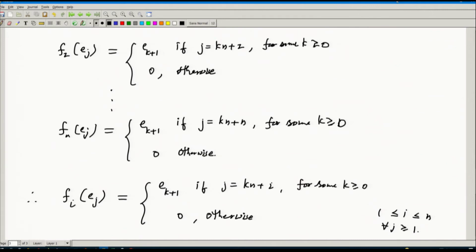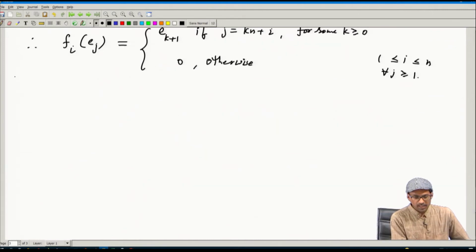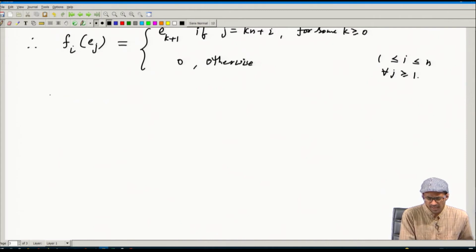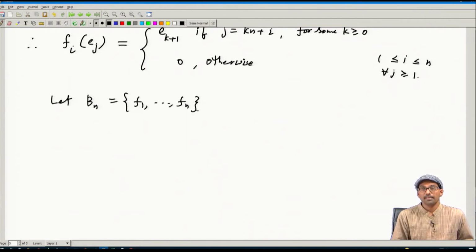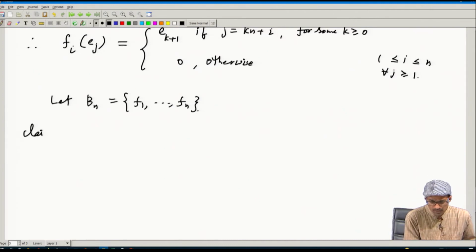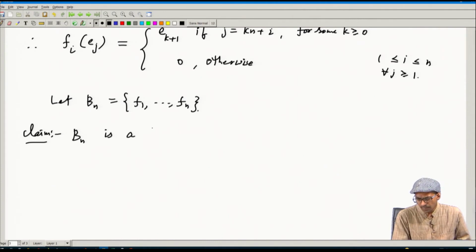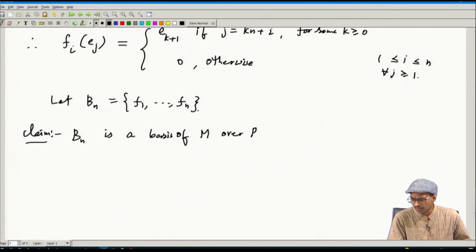So, now let Bn be this set F1, F2 and so on, comma Fn. Now, our claim is that this Bn is a basis of M over R. Our M is of course R only. This is a basis of M over R.